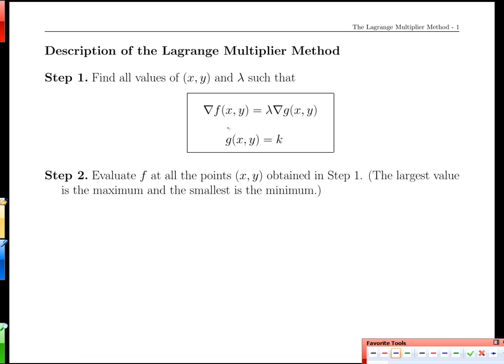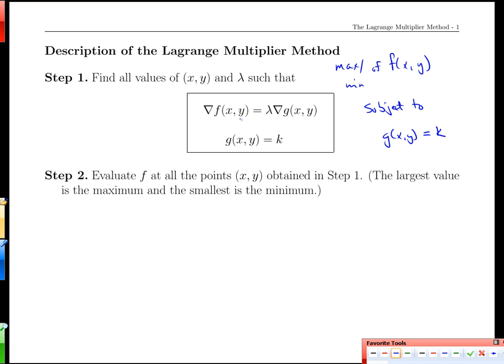Having considered the graphical perspective on constrained optimization, we now move to the formulaic, or the algebra side of things. What we're interested in, again, is finding the highest or lowest values of some function f of x, y, max or min, subject to some other combination of x and y being equal to some number. So some equation restricting x and y.